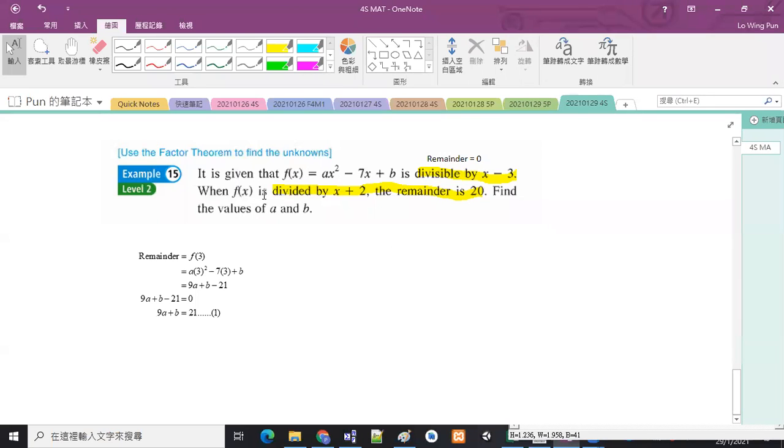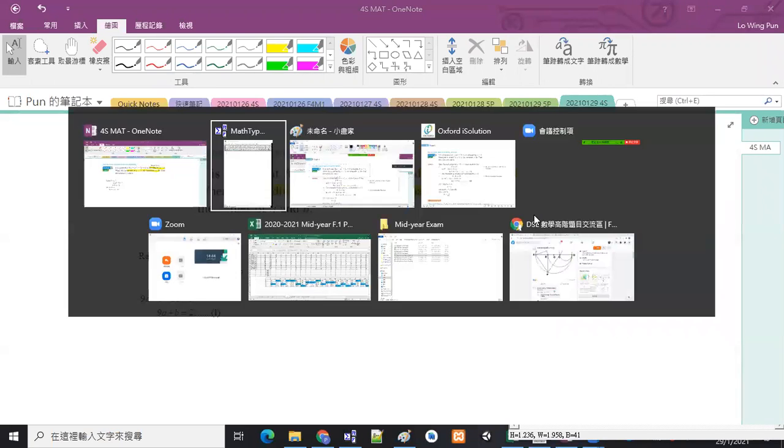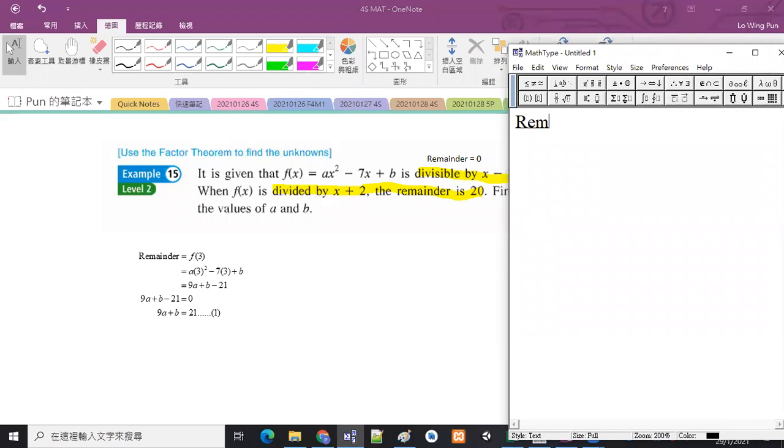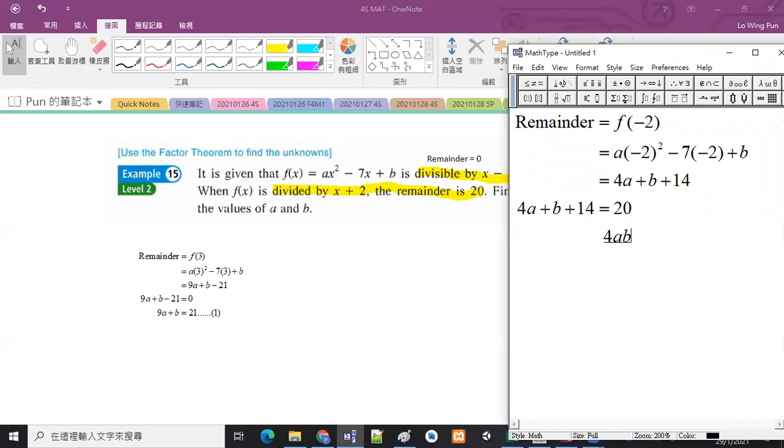And then we are going to use the second information to set up equation 2. So that is when f(x) is divided by x plus 2, the remainder is 20. So when f(x) is divided by x plus 2, the remainder is calculated by f(-2). And f(-2) can be calculated by the formula like this. It's 4a plus b plus 14. Okay? But it is also given the remainder to be 20. So I set my remainder to be equal to 20. And I move the constant term to the right-hand side. It's 6. And label this to be equation 2.